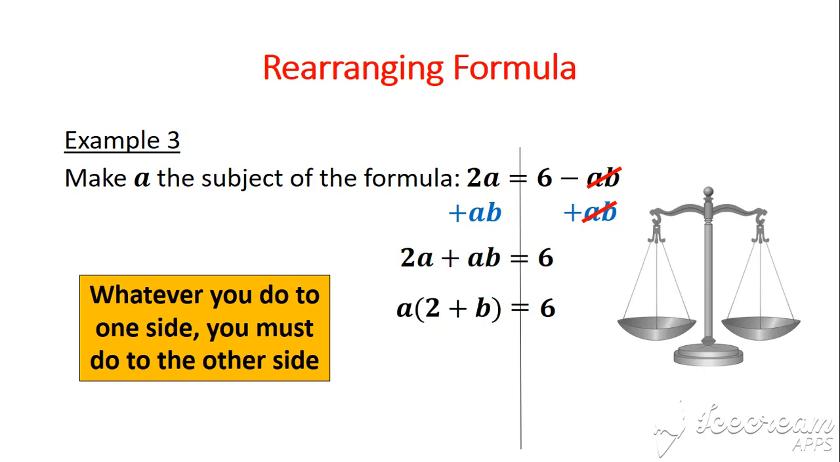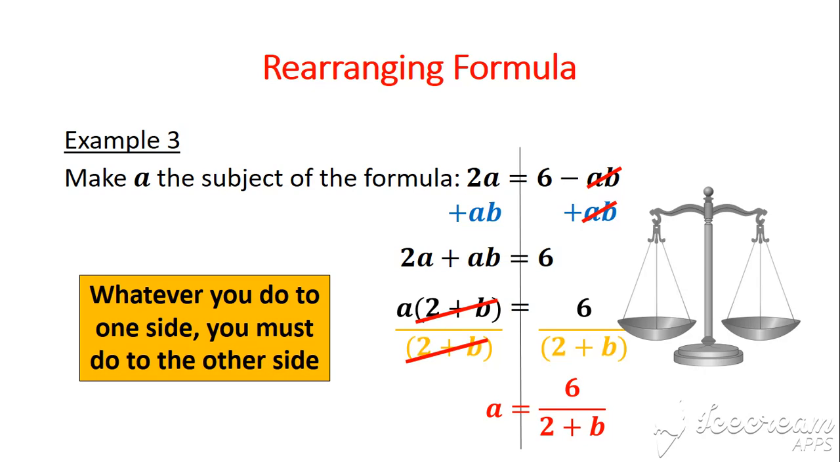Now, the next trick and the last trick is if I divide everything by 2 plus b. That means I can cancel the 2 plus b's on the left, leaving me just the a by itself. And on the right-hand side, I've got 6 divided by 2 plus b. And I've made a the subject of the formula.